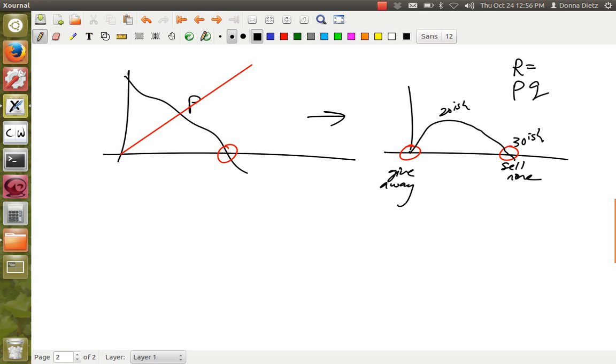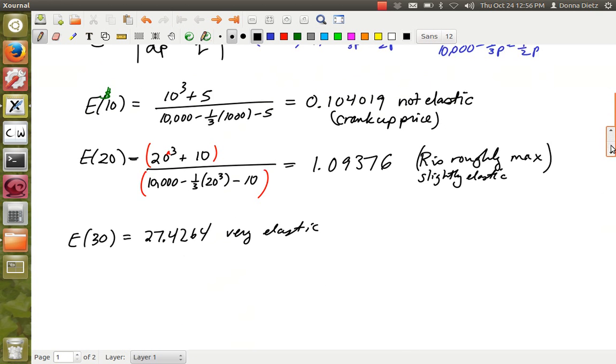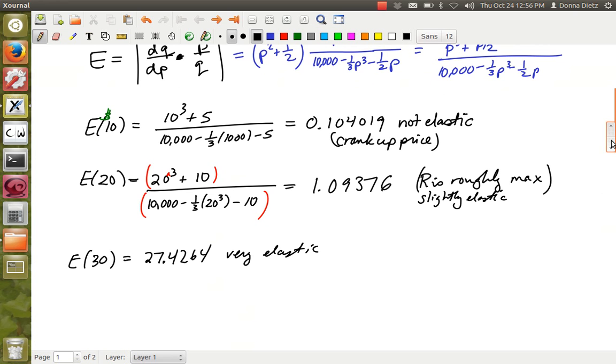Because if you give them all away, you get no revenue. And if you don't sell any, you get no revenue. And in the middle, you get positive revenue. So there's got to be a max somewhere. That's all it's saying. And that's all we're doing. And this elasticity is just another way of figuring that out. And right here, it's very, very elastic because you're very close to selling nothing. So you better drop that price back down to 20 or you're not going to be selling anything.